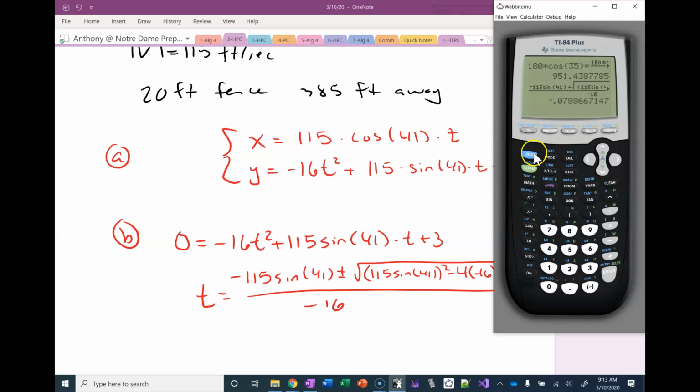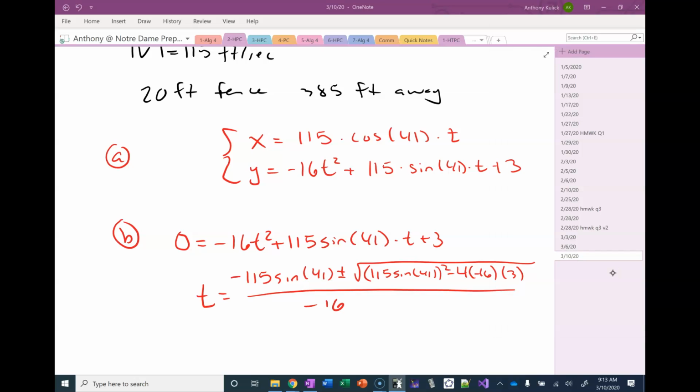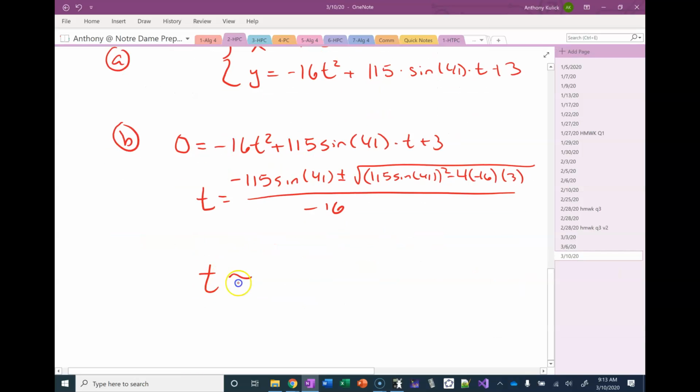So I get negative 0.7, which is clearly not the one that I'm looking for. But remember, this is a plus or minus, so let's try the minus. And there I get 9.50 or 9.51. So that's the one that I need. And then I'm going to plug that into the x equation.